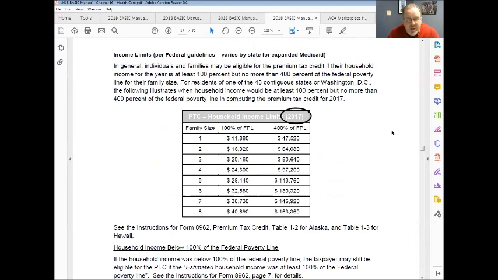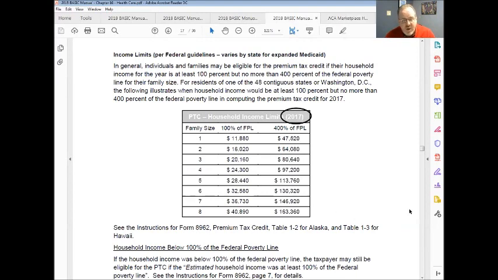Again, these are the numbers for 2017. In most states, Medicaid goes by 100% of the federal poverty level, and then the credits stop at 400% of the federal poverty level. That's for the 48 states, a little higher on the poverty level for Hawaii and Alaska. But for the other 48, this is where we're at. You can tell by family size.